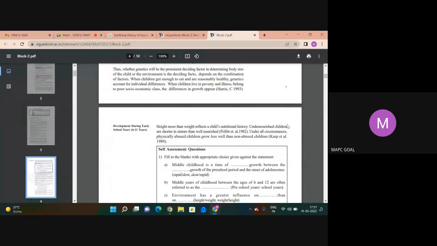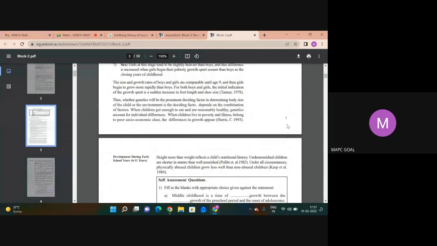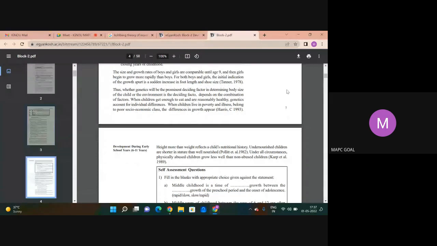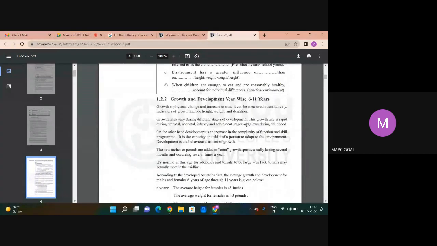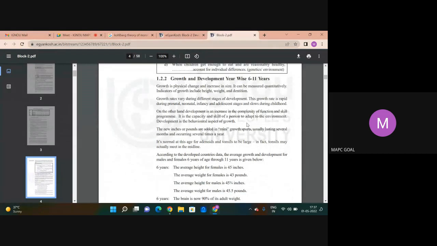Also one more thing, let me tell you, when you write your answers in the examination, your assignment, this is how you're going to present your answers. You should definitely cite certain studies, and they're very old studies, so you should cite some recent studies and you can read about them. Then the growth and development year-wise that takes place between 6 to 11 years.